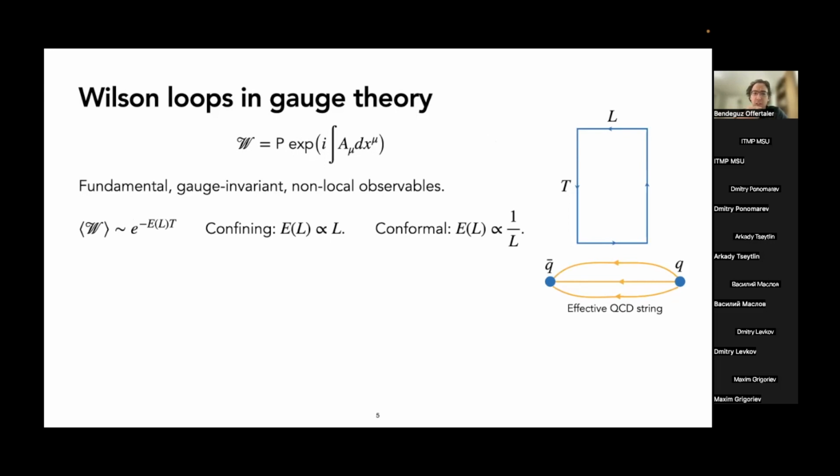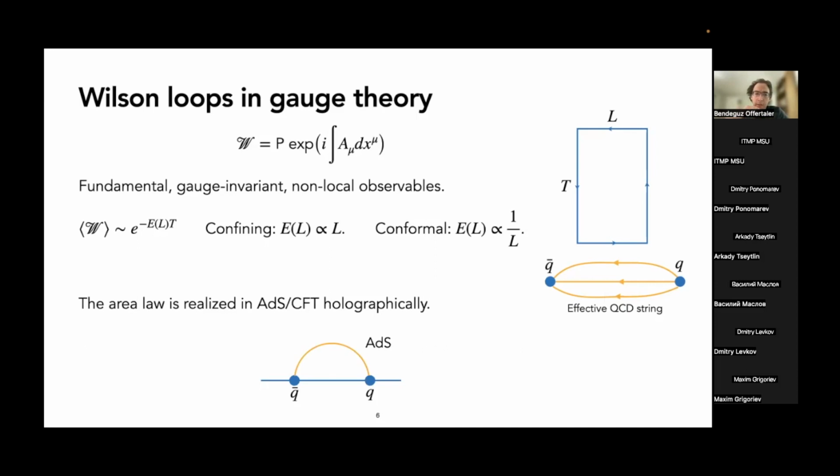The intuitive interpretation for the area law in a confining theory is that the flux lines collimate and form an effective string connecting the quark and antiquark. The area law is realized precisely in AdS-CFT, but in a way that is compatible with the conformality of the gauge theory. This is possible because the string that the quark and antiquark are connected by lives in a higher dimensional anti de Sitter space rather than the same space as the gauge theory.